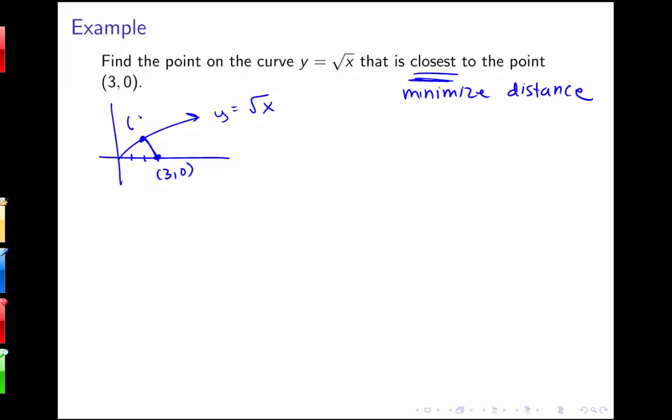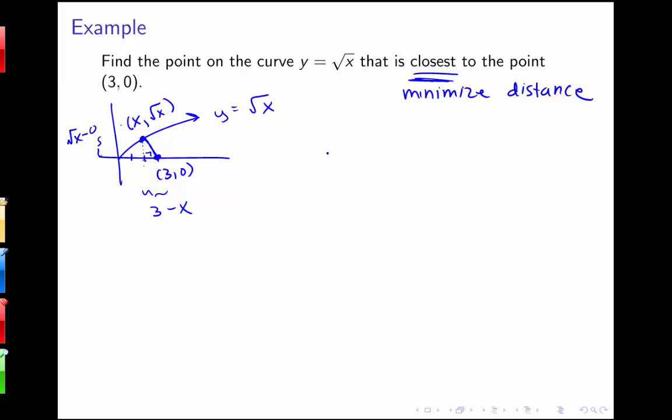So remember, a point on the curve would have coordinates (x, root x), and notice that this distance here between these two points would actually be the hypotenuse of a right triangle. So if we can talk about the length and the height of my triangle, then my distance will be the square root of this side squared plus this side squared. So this distance here would be 3 minus x, and this distance here would be the square root of x minus 0.